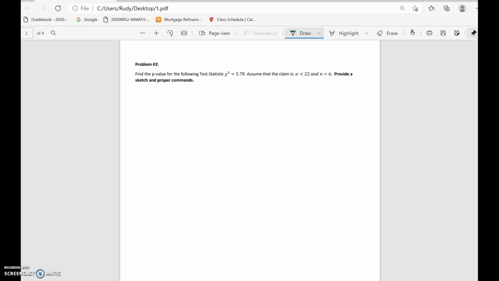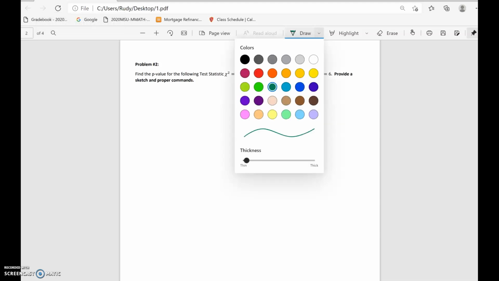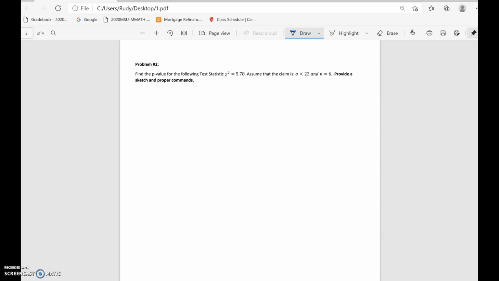Hi class, let's take a look at example 2. And we have to be careful because the p-value is going to be based on the claim. In this case, there's a claim that sigma is less than 22. So let me just write it out. Claim: the values of sigma are less than 22, which means that we're going to be looking at a left tail test.